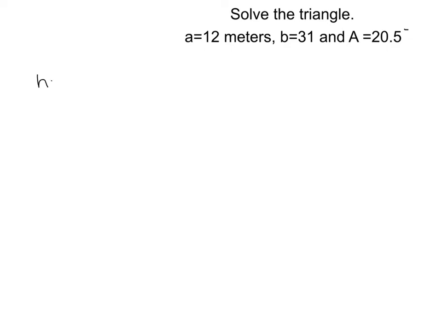So h equals b sine A, direct substitution. b is 31 meters and A is 20.5 degrees. So here we get 10.86.